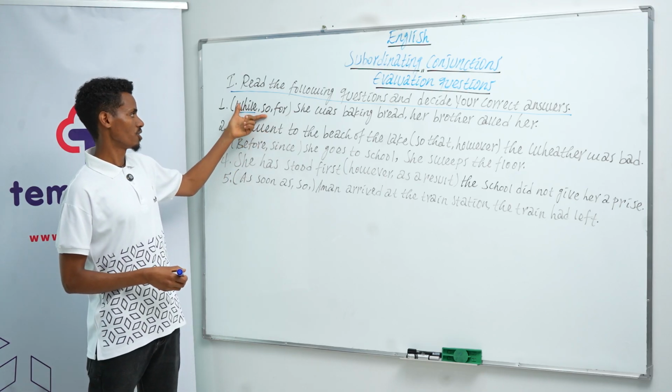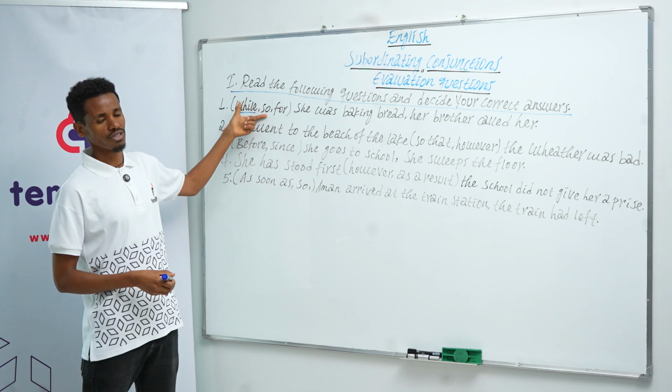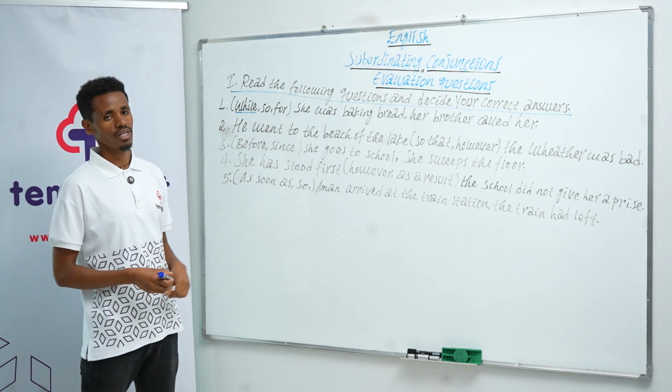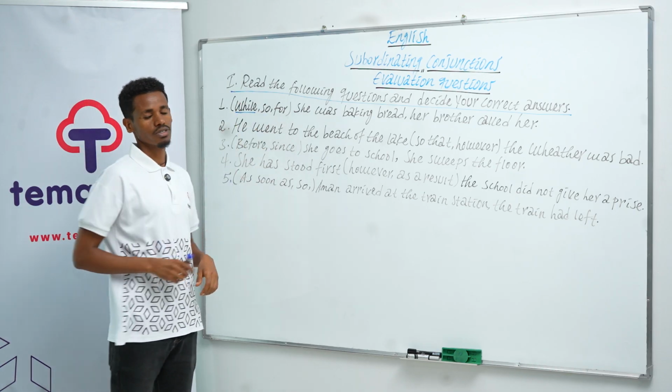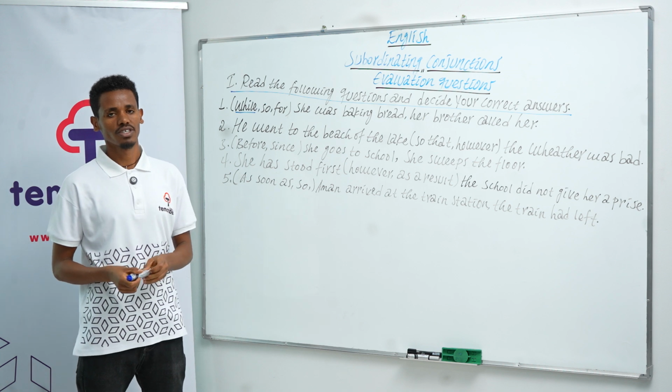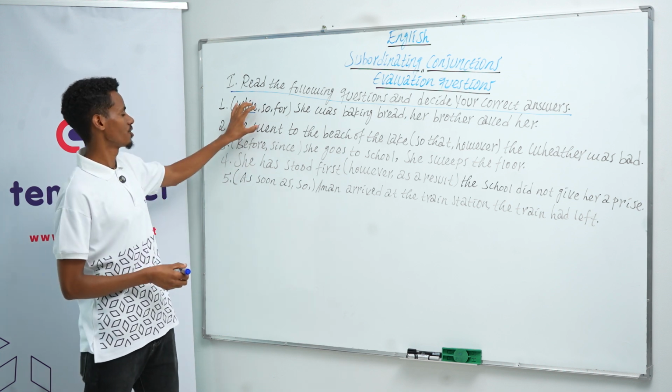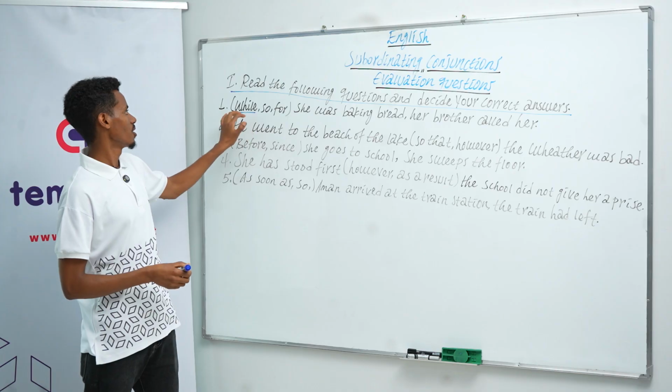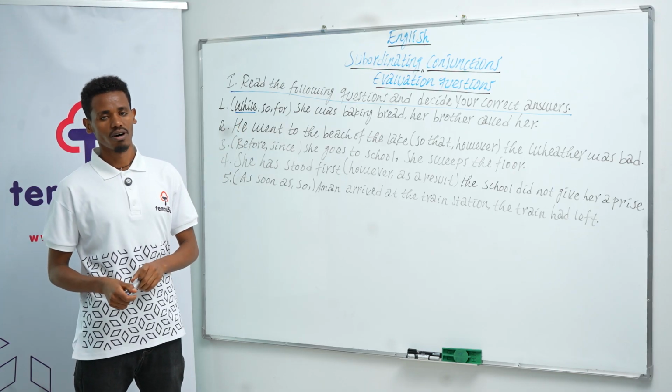The next one, so, we need to use it to refer to the cause and effect of something or an event. And then the next one, we need to use for to refer to the reason for something. Here, the question talks about the interruption of an event.